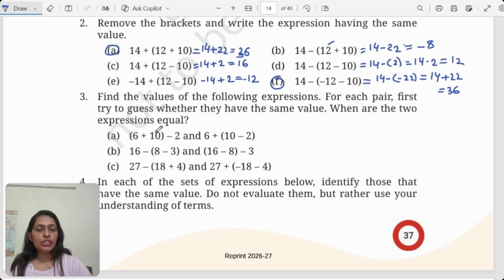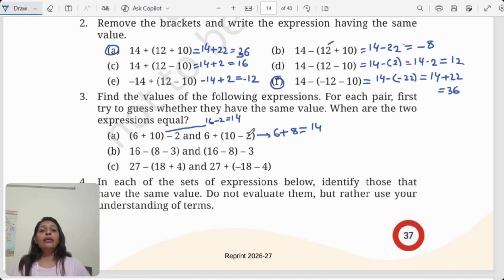So let's find out the first part. 6 plus 10 gives me 16 minus 2. So what is 16 minus 2? This is 14. And the second part is 6 plus, what is 10 minus 2? This is 8. And 6 plus 8 is 14. So see, here both expressions got the same answer. And you know why this has happened? Because outside the bracket there was a positive sign. So it did not alter the answer. So we could have done the regrouping easily. Similarly, now the B part. It is 16 minus 8 minus 3 and 16 minus 8 and then minus 3.